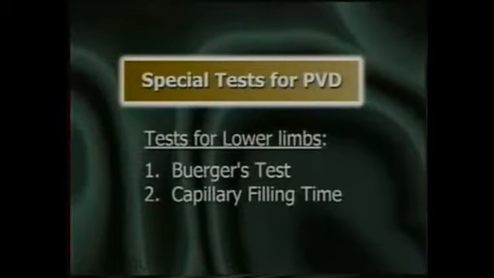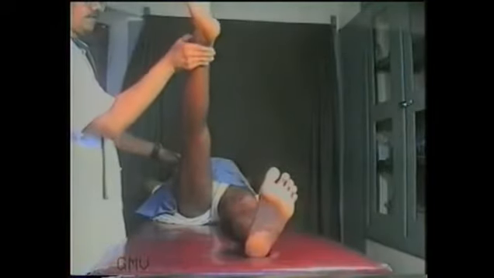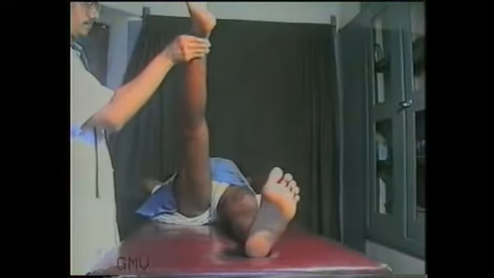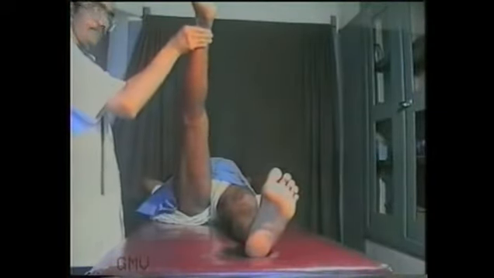Now we will come to some special tests for peripheral vascular disease. Tests for lower limbs. The Buerger's test. Ask the patient to lie supine and raise the leg, knees extended, to about 90 degrees. If the limb shows marked pallor, then the test is positive. Note the pale white color of the right foot when it is raised.